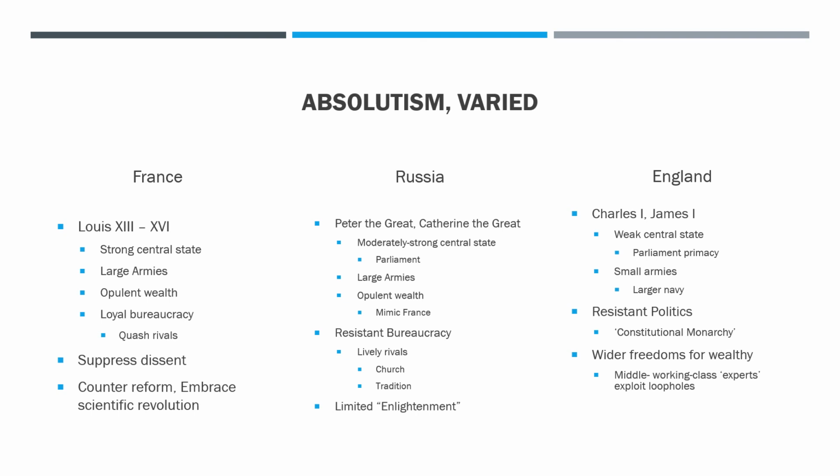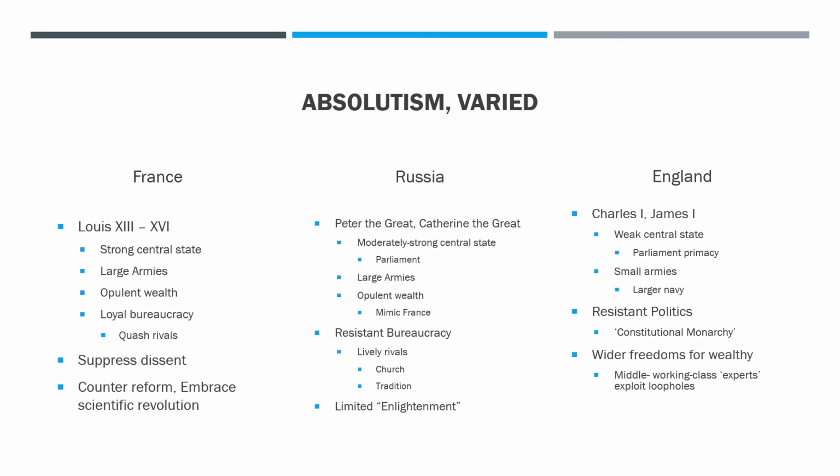French absolutists were able to suppress dissent, religious dissent, political dissent, you name it. They were able to suppress it, and they were able to counter reforms. And at their direction, they began to embrace scientific revolution, scientific discoveries. We'll talk about that in another lecture. Russia is kind of a middle ground.